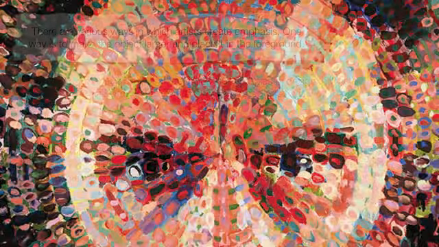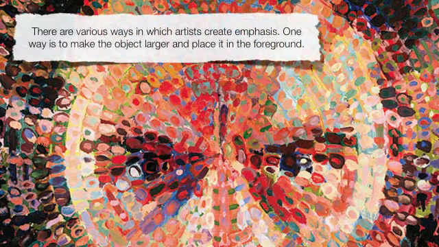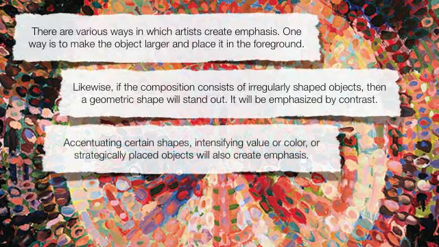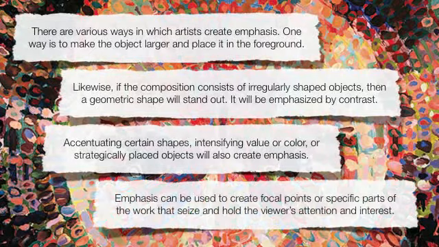There are various ways in which artists create emphasis. One way is to make the object larger and place it in the foreground. Likewise, if the composition consists of irregularly shaped objects, then a geometric shape will stand out. It will be emphasized by contrast. Accentuating certain shapes, intensifying value or color, or strategically placed objects will also create emphasis. Emphasis can be used to create focal points or specific parts of the work that seize and hold the viewer's attention and interest.